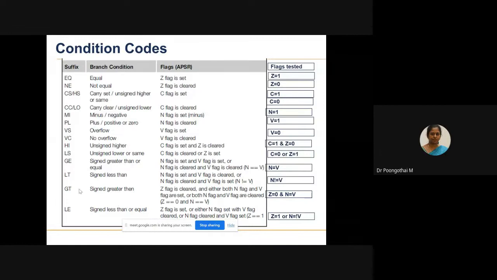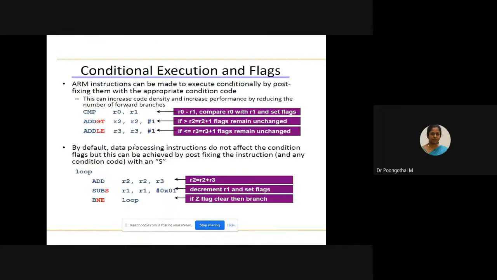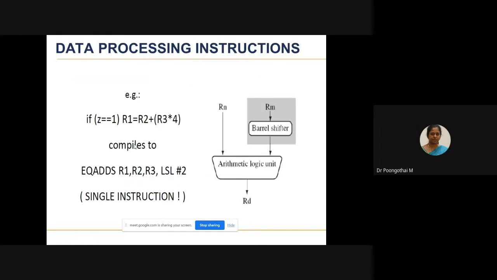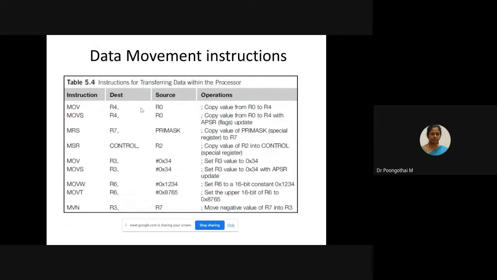Kindly go through this table. This table is very important while using conditional branch instructions. And also we have discussed the importance of conditional execution in the ARM Cortex-M4 processor. So next, the syntax for data movement instructions. Already you knew all these instructions. You are familiar with all these instructions.